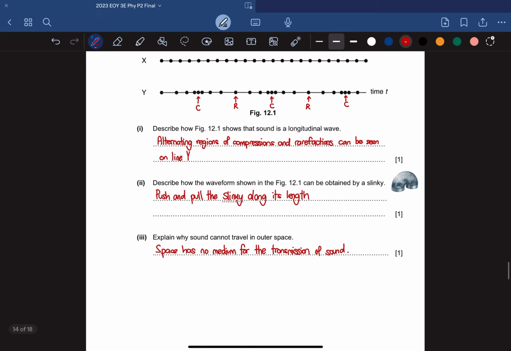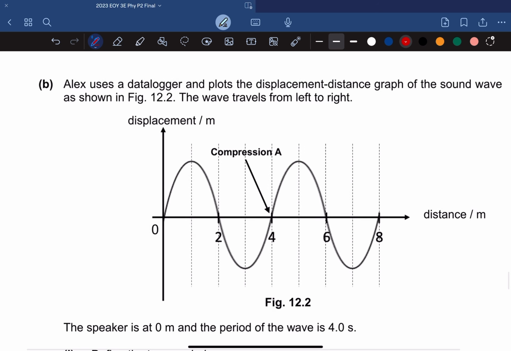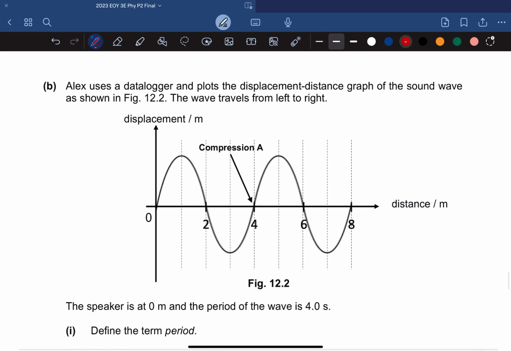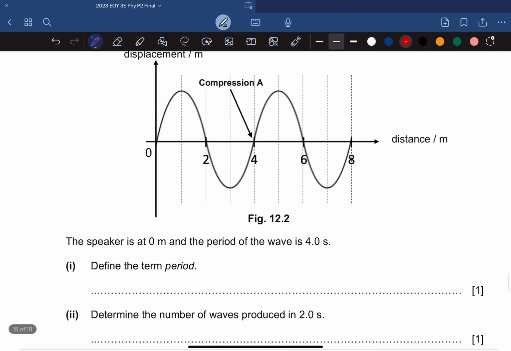Moving on to question 12b. Using a data logger, I plot the displacement distance graph on this axis below here, and the wave travels from left to right. For b part 1, we are asked to define the term period, which is a definition which you should have memorized.